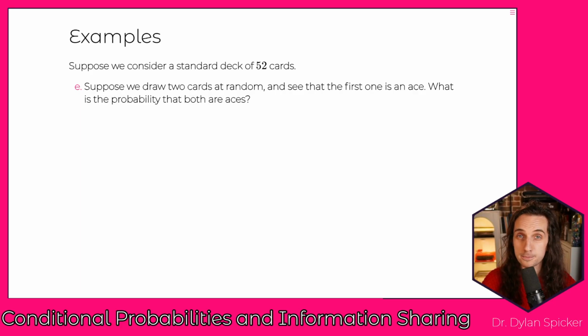What is the probability that they're both aces? Now, intuitively, the way we could think about this is we're dealing cards out of a deck of cards. We deal the first one face up and we see it's an ace. And we're asking, well, what's the probability that the next card is still an ace?